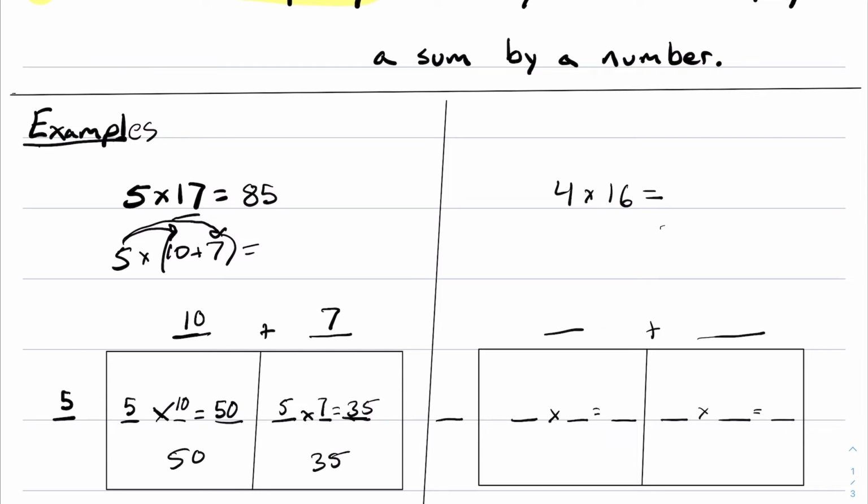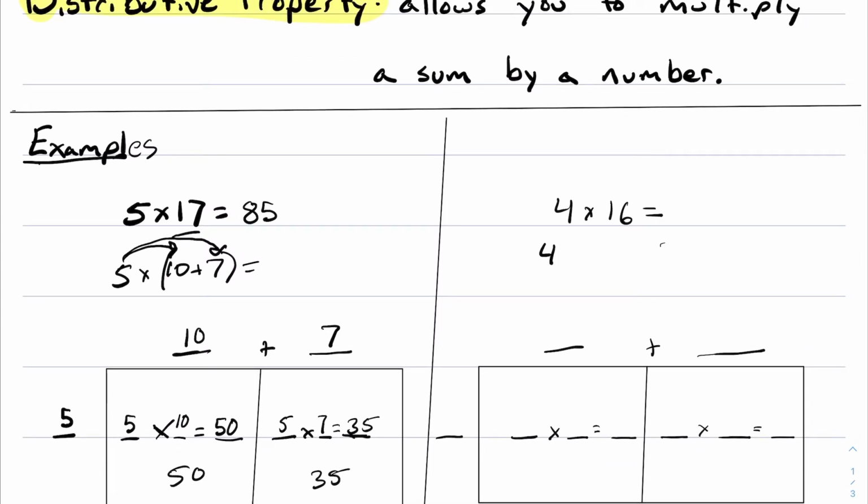So we have 4 times 16. What we need to do is break up that 16. We're going to take our 4, times, and a parentheses, and we're going to break up this 16 by its place value. We have a 1 in the tens place, so we make that 10, and then we add that to our 6 to get the 16. When you add 10 and 6, you get 16. So we're breaking up that 16 into easier numbers.